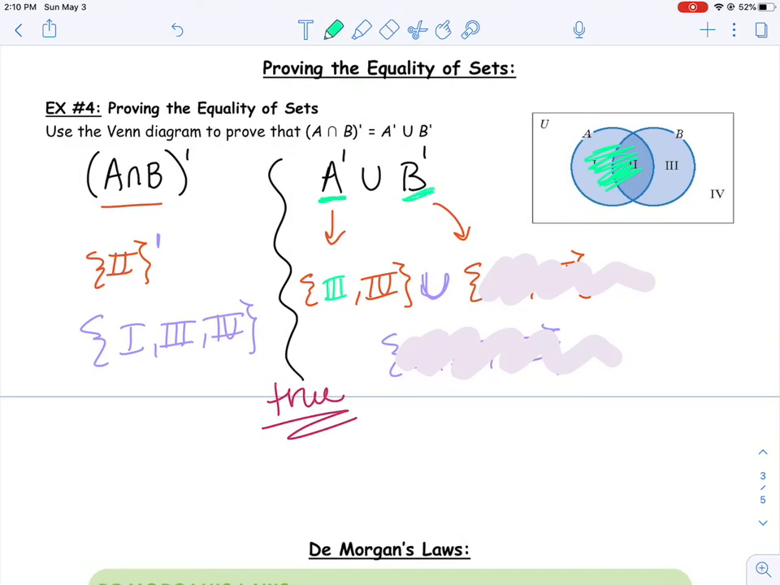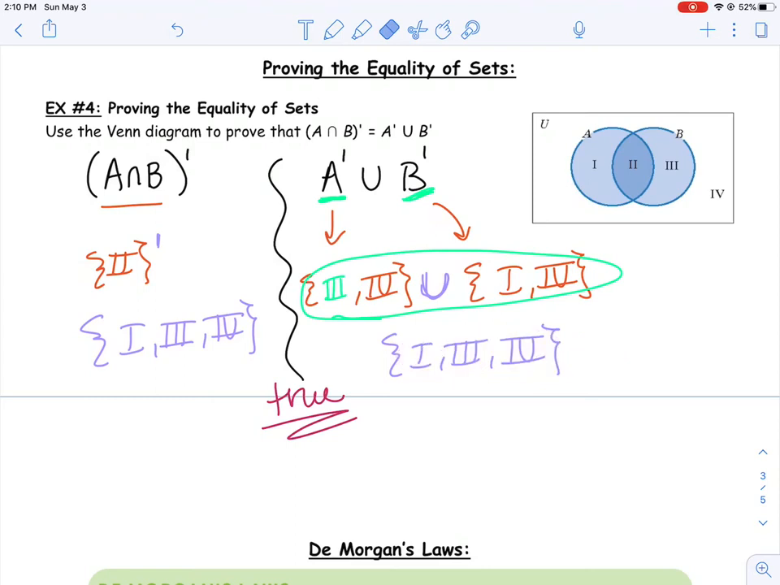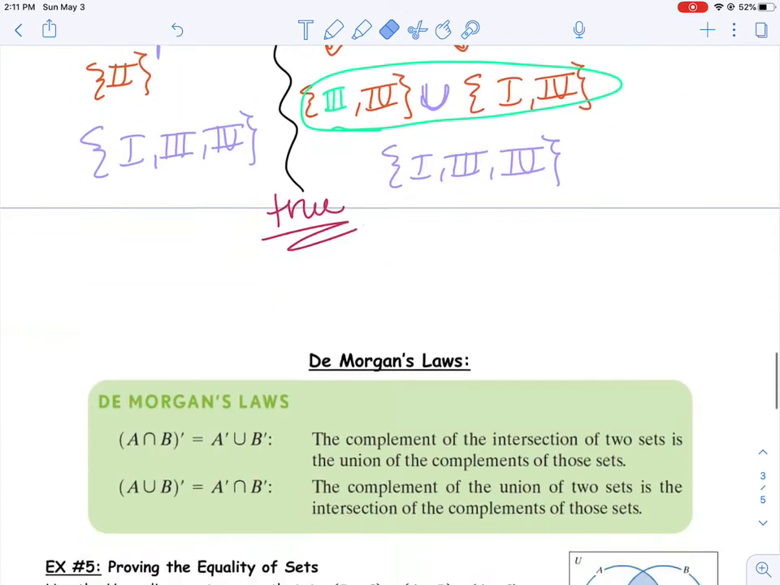Okay, I'm going to do the complement of set B. What are all the regions that are not in set B? Let's see if I got this one right. 1 and 4? Okay, perfect. And now I can put them all together and find the union of these two new sets. Remember, union means I'm going to bring all their stuff together. So I should end up with regions 1, 3, and 4. And does it match? Perfect. So we know we did it right.